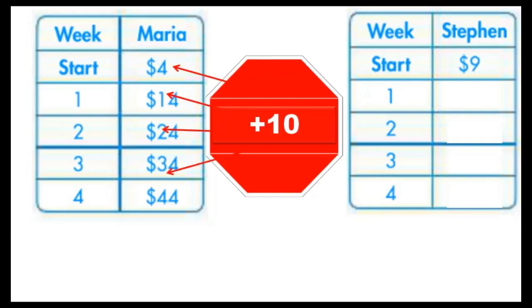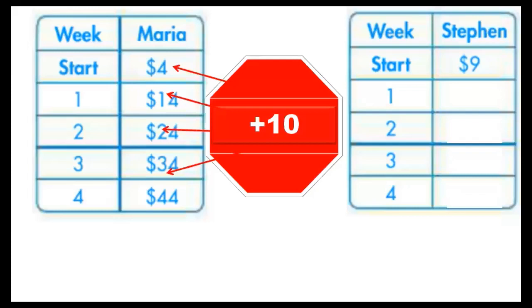We fill the table according to the pattern, which says each week you are going to add $10. So in the fourth week she got a final $44. So this is the pattern of the table. The pattern of Maria is to add 10.